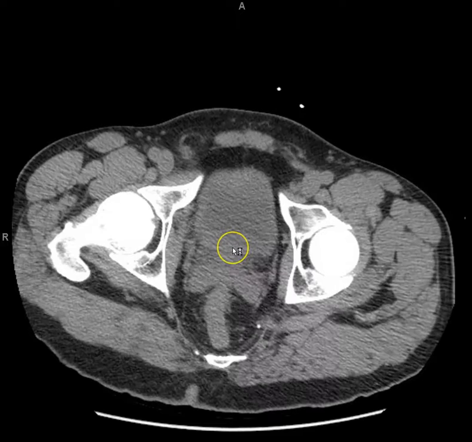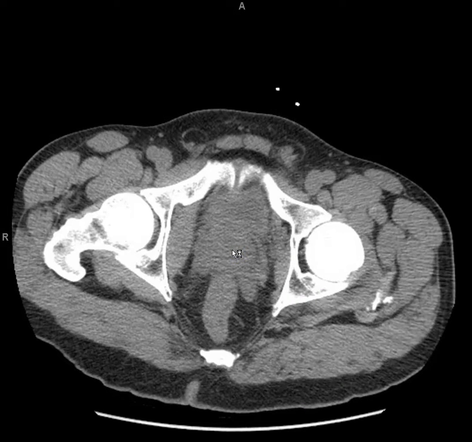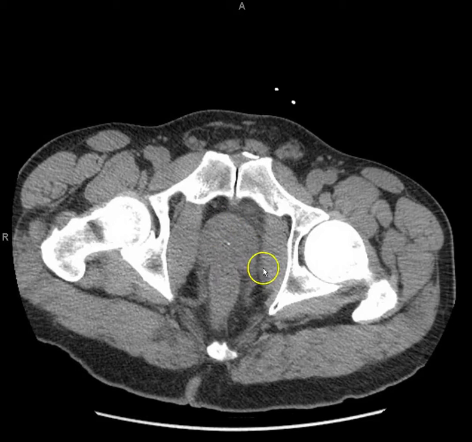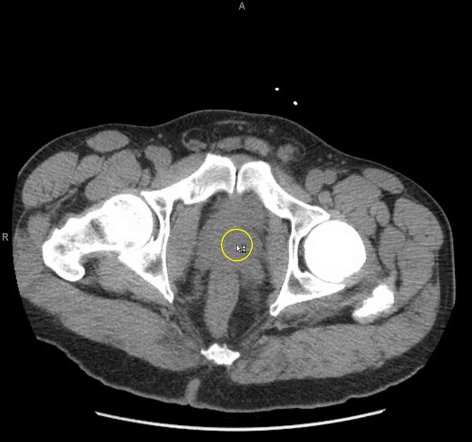How do you know whether or not it's large? Well, you can measure it and get the volume. This just looks bigger than I'm used to seeing, a little bit. It's very homogeneous, but it's a little bigger than most.